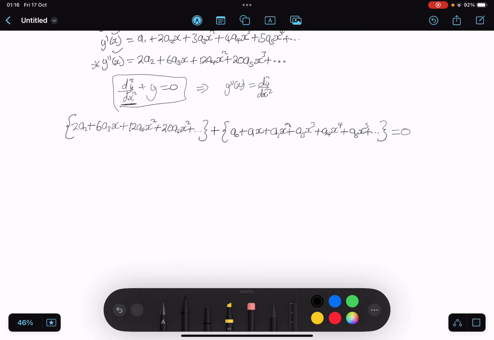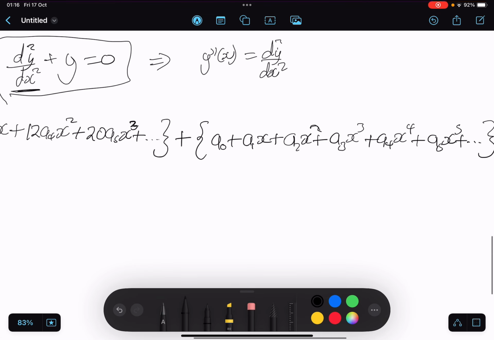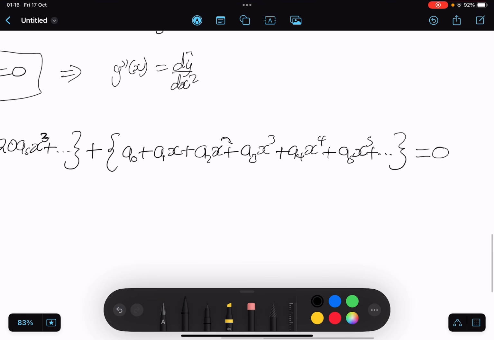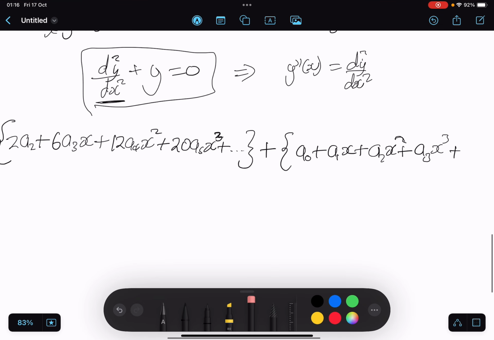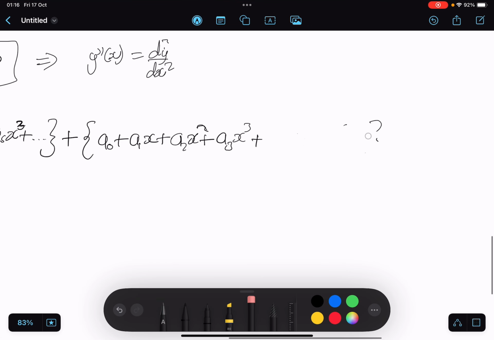So I'm going to collect like terms in terms of x squared, x cubed, x to the power 4, x to the power 5, etc. Oh, sorry, I made a mistake here. So this is x squared, this is x cubed, isn't it? Which means here I can also go as far as x cubed, for consistency, since I have gone as far as x cubed this side.